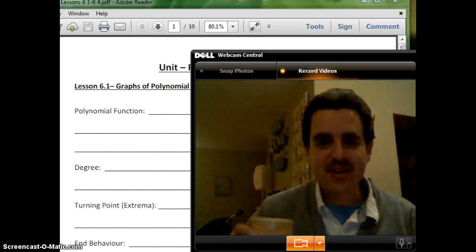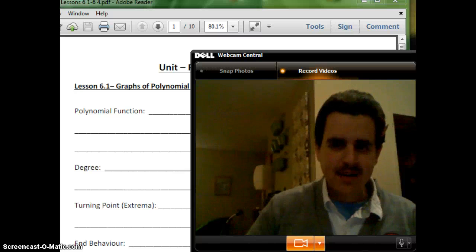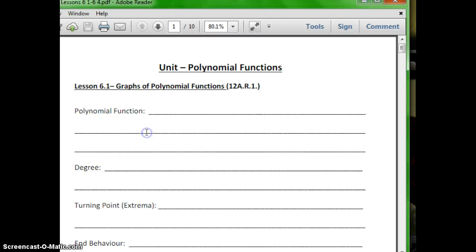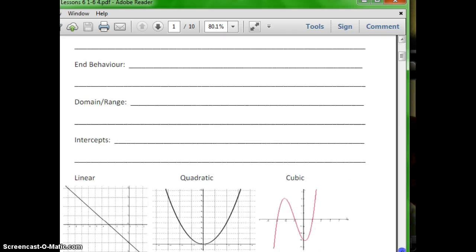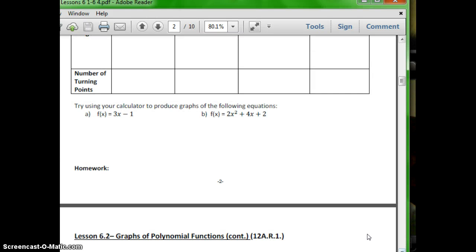Now we have to finish section 6.1. So let's do that. You've got this document over here. It looks like this. We've already gone through most of it, and at the bottom of the first page, though, I left out something. I wanted to produce these graphs in a graphing calculator. We haven't done that before.